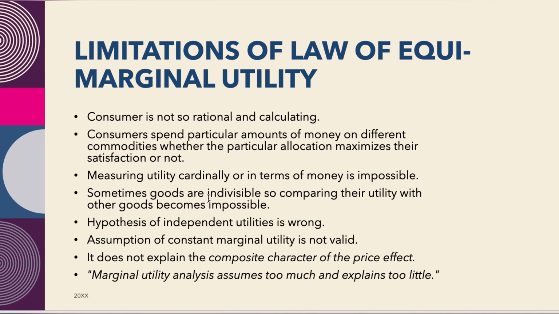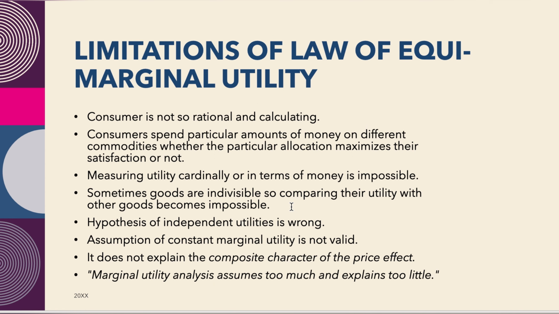Then sometimes goods are indivisible, so comparing their utility with other goods becomes impossible. As the law assumes that the utilities are comparable, in some cases the goods are indivisible, they are very big. We cannot compare them. For example, suppose we are buying a car and we are buying a pen. How can you compare the utility that you derive from a car and a pen? Car is something that is indivisible. We cannot divide its units and determine what kind of utility those units of divided car are giving us. So this assumption also becomes incorrect.